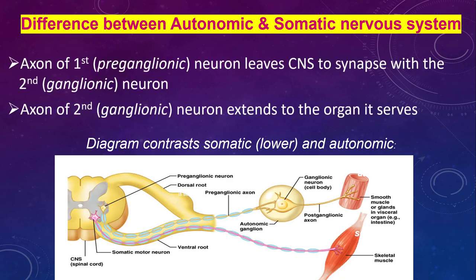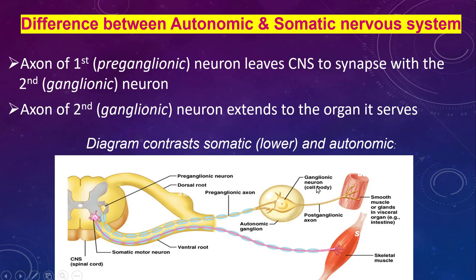The axon of the preganglionic neuron leaves the central nervous system to synapse with the second, ganglionic neuron. In the autonomic nervous system, the first neuron, when it leaves the spinal cord, synapses with a ganglion, which is called the sympathetic chain ganglia, and the nerve which synapses in this ganglia is called the preganglionic neuron. The axon of the second ganglionic neuron extends to the organ itself. The neuron which originates in the sympathetic chain or in the ganglia is called the postganglionic neuron.